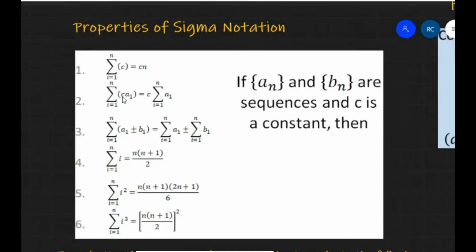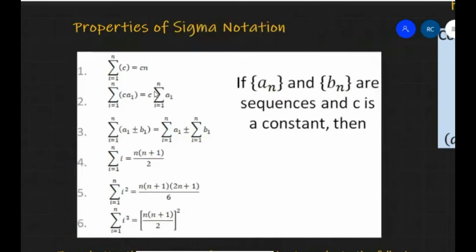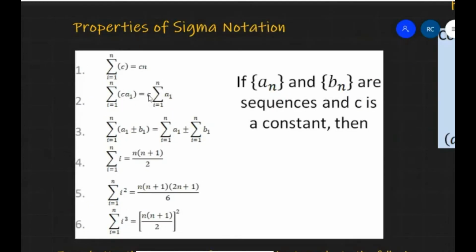So, kapag ganito, may constant, may numerical coefficient sa ating variable or ating function, ilalabas lang po natin. Bali ganito, ito yung constant. Okay? Number 3, kapag may operation between the sequences, i-separate mo lang, pero yung upper bound at lower bound ay the same pa rin. Okay? Kaya plus or minus ito.